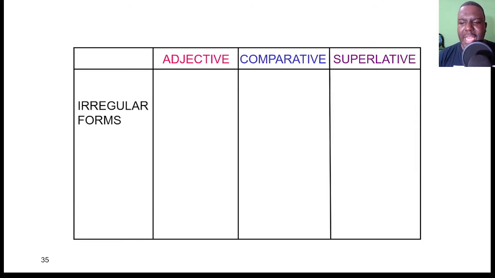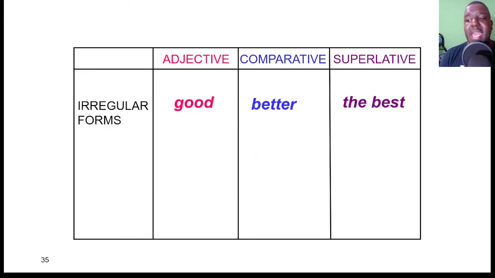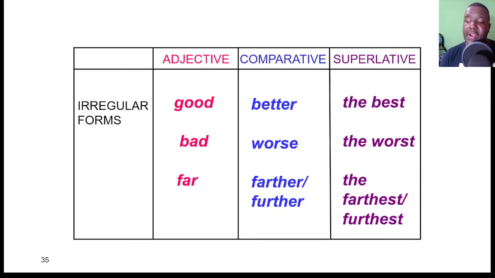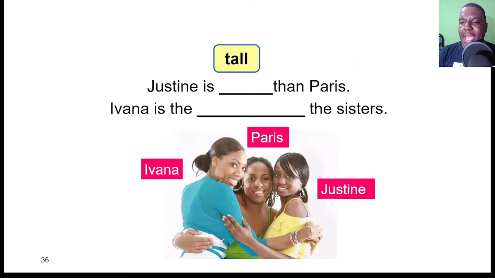Okay? Cool, guys. Now we have some irregular adjectives. Like good, better, the best is the superlative. We have bad, worse, and the worst. Okay? So we have far, farther, the farthest, and further, and the furthest. We have two ways to make this comparative and superlative. Understand, guys? If you don't understand, pause the video, repeat again, and try to catch this information. Now let's go to the next one.